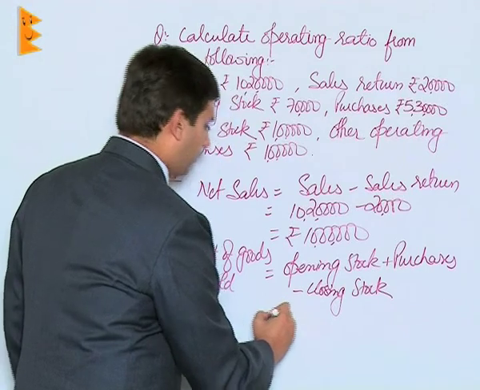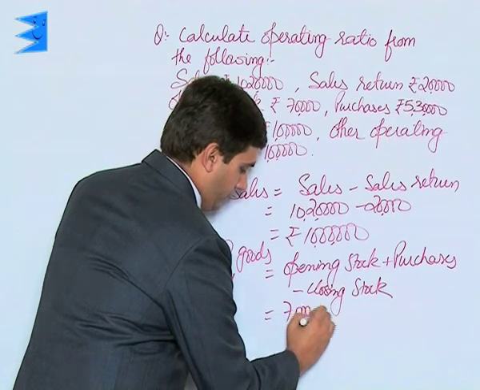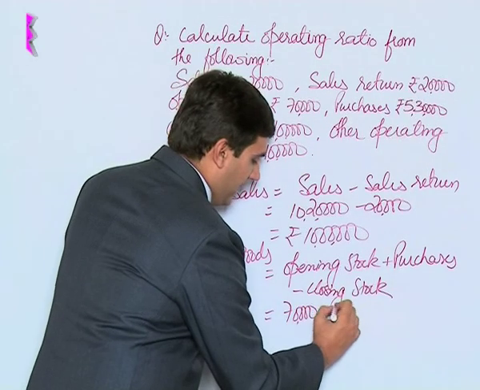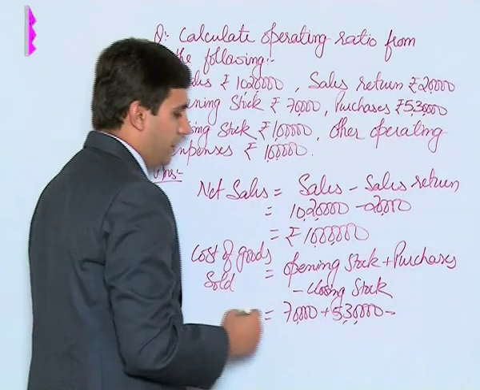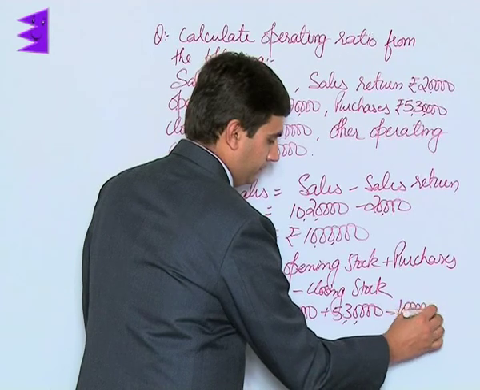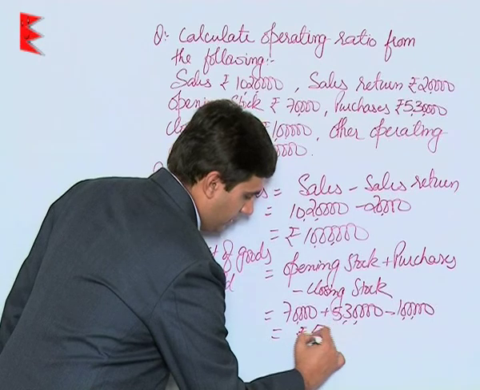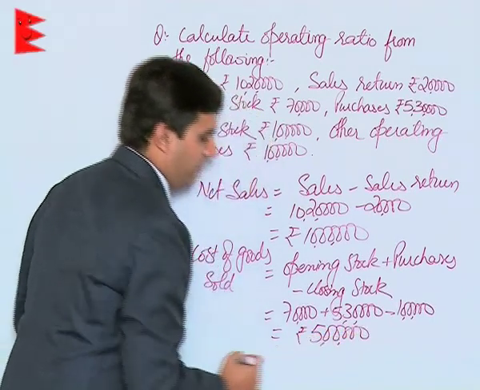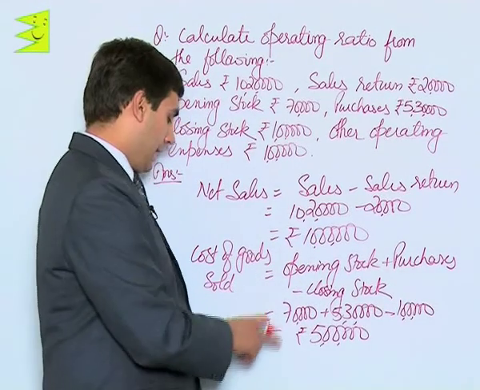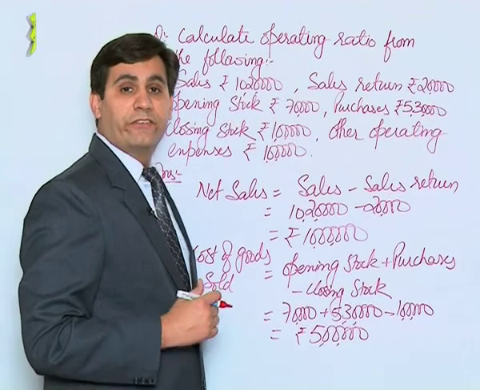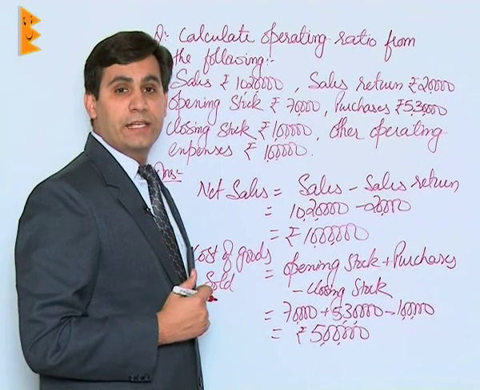Now substituting the values, opening stock is 70,000 plus purchases is 5,30,000 minus closing stock here is 1 lakh. So we get an answer of 6 lakh minus 1 lakh, that is rupees 5 lakh. So now students, we have net sales of 10 lakh and cost of goods sold of rupees 5 lakh. Let us use this cost of goods sold to calculate operating expenses.